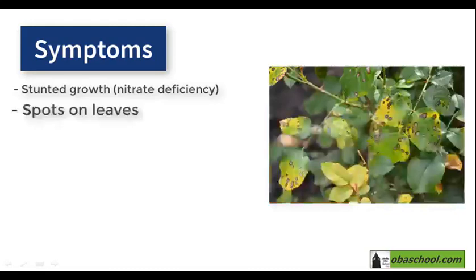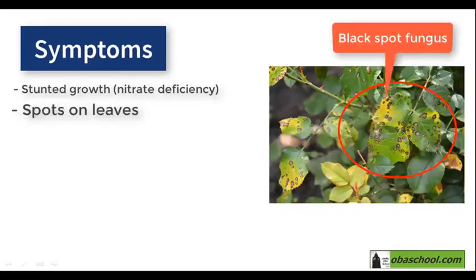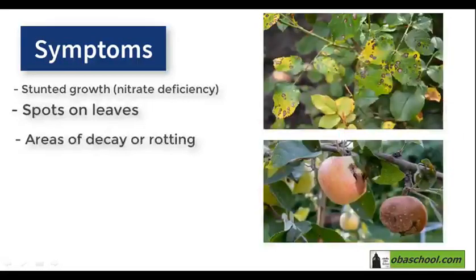Another symptom is seeing spots on leaves. For example, if we see black spots on the leaves of roses, we directly think of black spot fungus. If we see areas of decay or rotting, we also can relate this to black spot on roses if it is on leaves of roses. And we also relate this to blights if it's on potatoes.